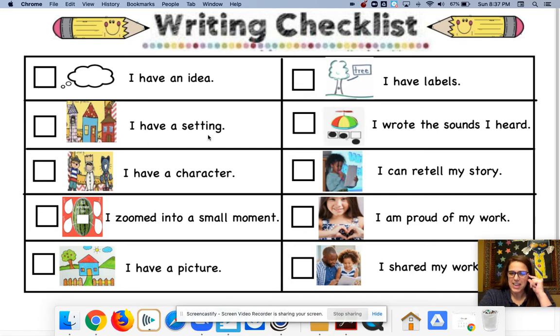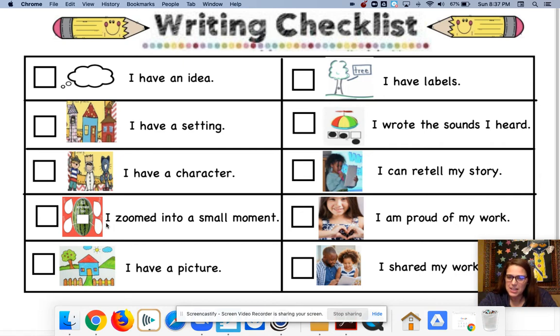Does your work have a setting? If it happens in a place somewhere, yep, it has a setting. Remember, these don't all have to be in writing. They can be just in your picture too. The next one, do you know what this one is? Do you remember? I have a character. Is there a character in your story? Is there someone your story is about? If you do, check this off.